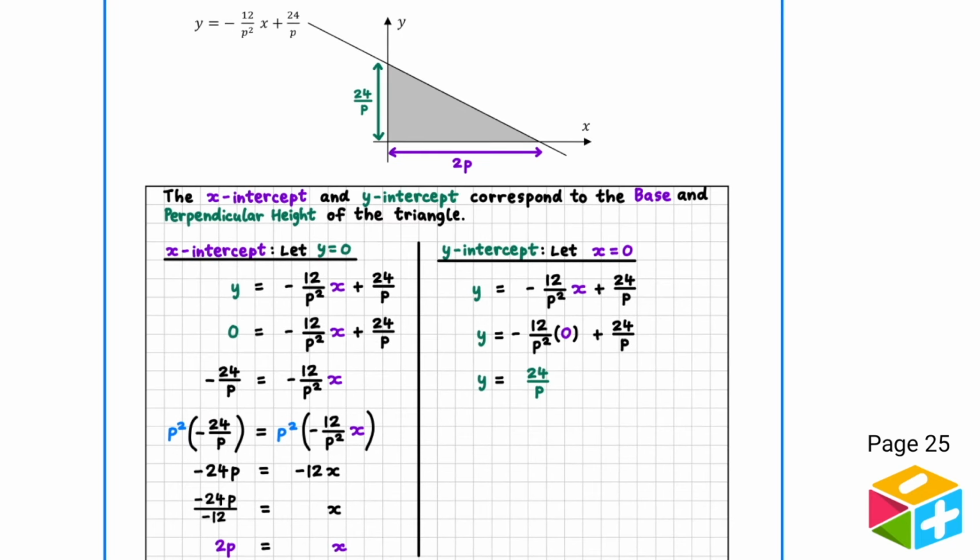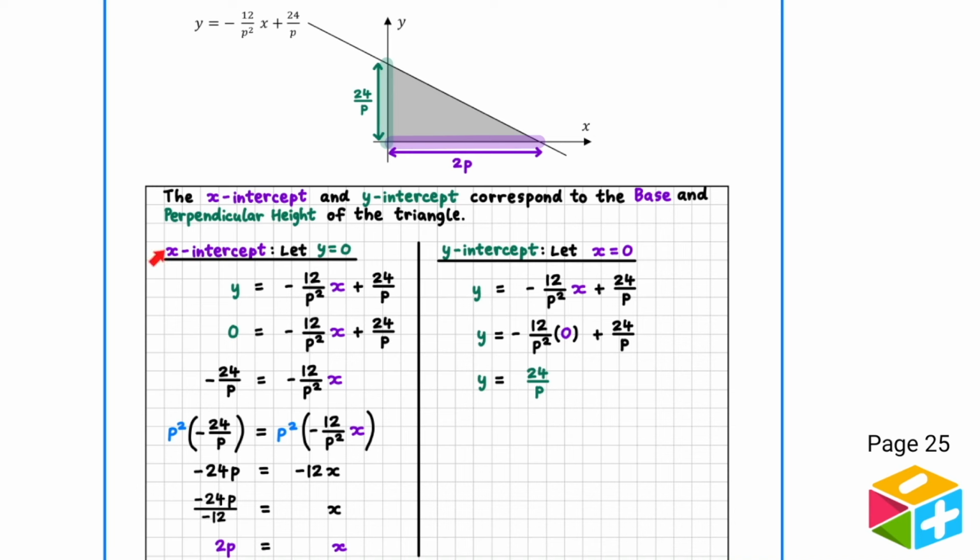There's a formula which says that the area of the triangle is half times the base times the perpendicular height. This means if we can find the base and perpendicular height, the area will follow. Looking at our diagram, the base of the triangle corresponds to the x-intercept of the line. The perpendicular height corresponds to the y-intercept. Let's go ahead and find what these intercepts are.